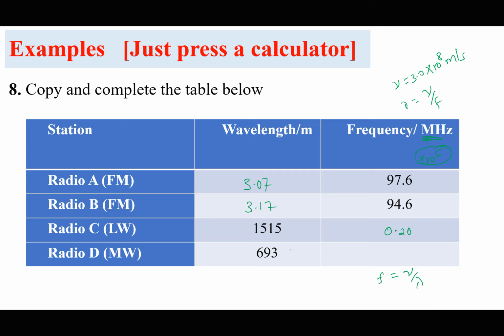So then this one is going to be equal to 3 times 10 to the power of 8 divided by 693. But remember, I have to divide this by 10 to the power of 6 to change it to megahertz. So 3 exponent 8 divided by 693, then divide by exponent 6. So this is 0.43 megahertz. So here you're supposed to just press a calculator if you're very confident.